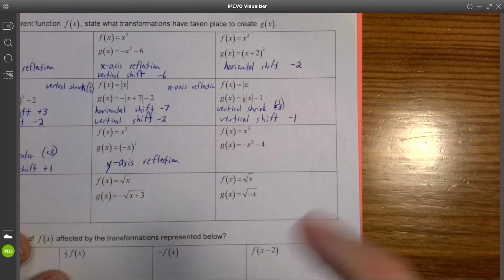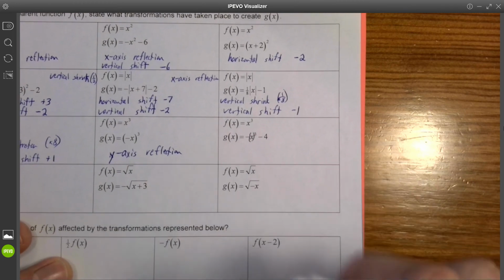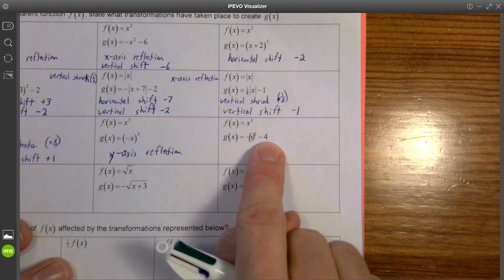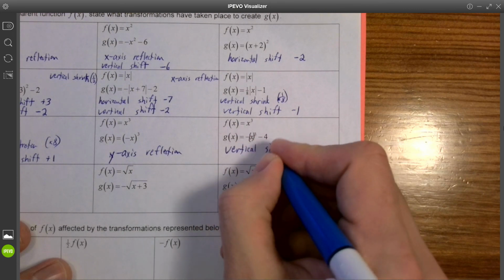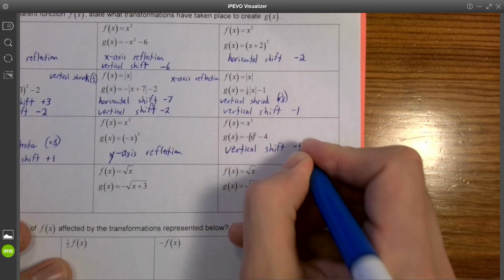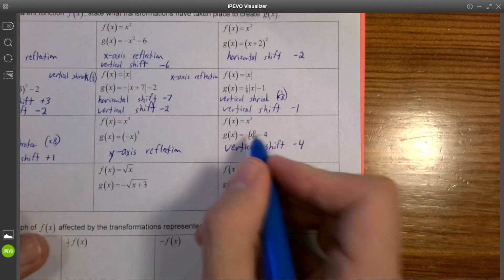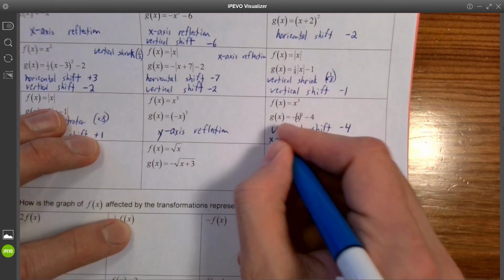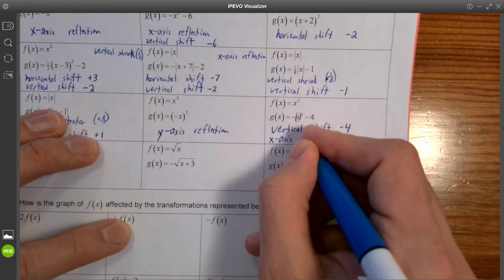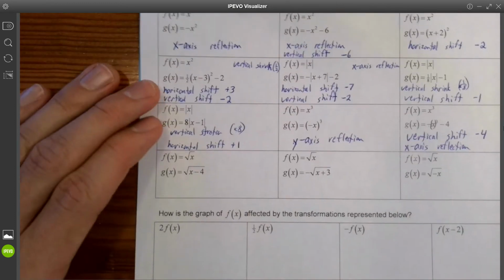Okay, on this one, I'm not even going to graph it. I am going to put parentheses here. And we're going to look at that minus 4 that's outside the parentheses. It's a separate term. That's going to be a vertical shift of down 4. This negative right here is the number in the front, and it is less than 0, so I have an x-axis reflection. So this is going to be an x-axis reflection.